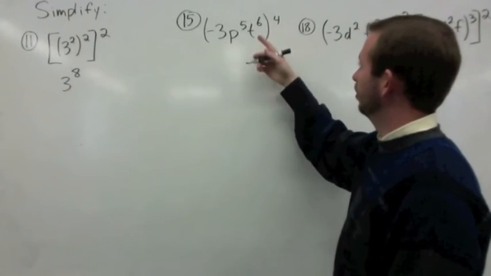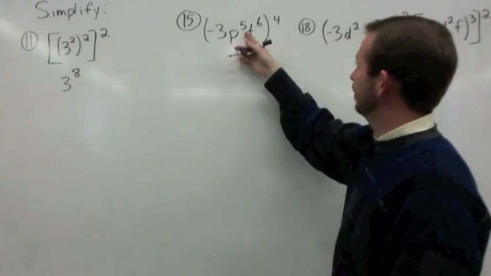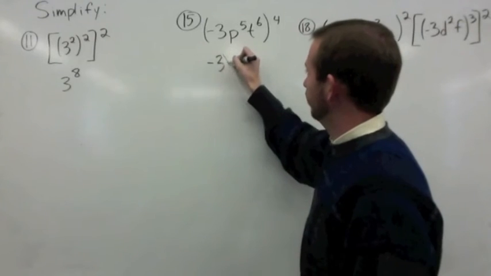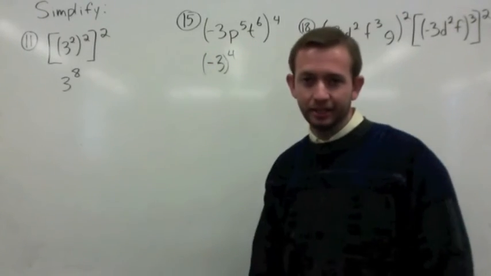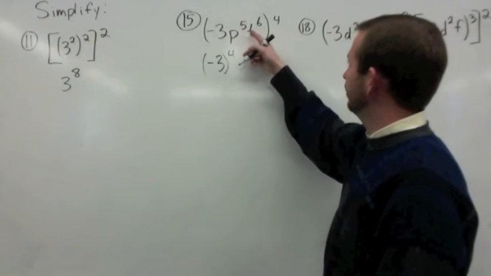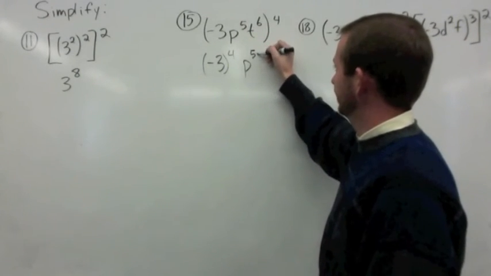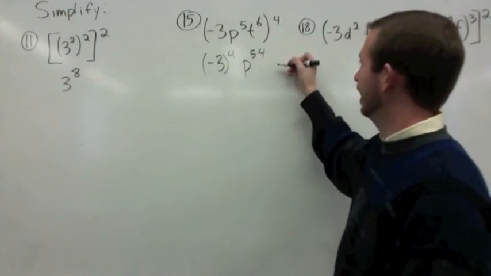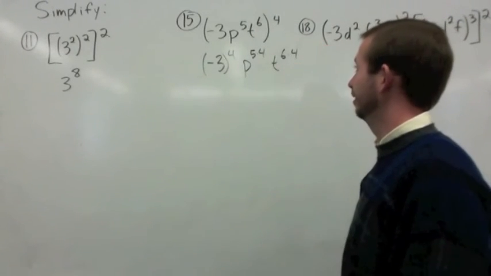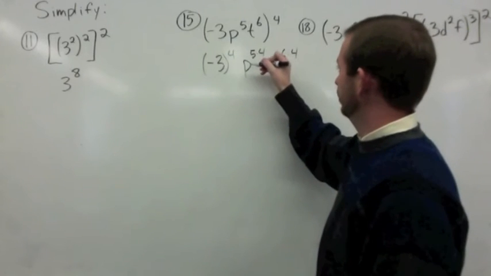Negative 3 to the 4th, p to the 5th to the 4th, and t to the 6th to the 4th. If I got negative 3 to the 4th, what do you think the odds are I'm going to let you leave it like that? No, you're going to have to simplify that. P to the 5th to the 4th, again, you're going to have to do something with that. And t to the 6th to the 4th, you have to do something with that. So let's go ahead and simplify all of these.